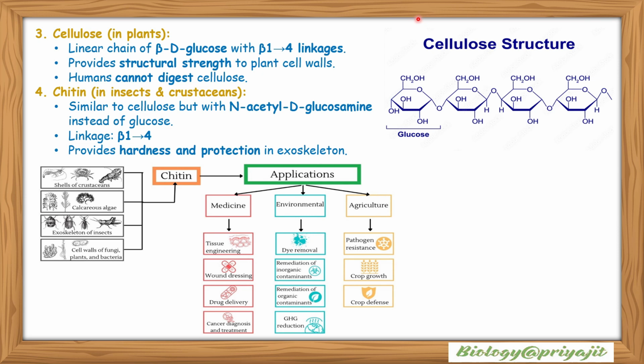Chitin is a linear homopolysaccharide, a polymer of N-acetyl D-glucosamine, with glucosamine residues joined by beta 1,4 glycosidic linkages. The only chemical difference from cellulose is the replacement of the hydroxyl group at C2 with an acetylated amino group. It is a structural polysaccharide found in the exoskeleton of insects and crustaceans, and also in the cell wall of fungi. It provides hardness and protection.